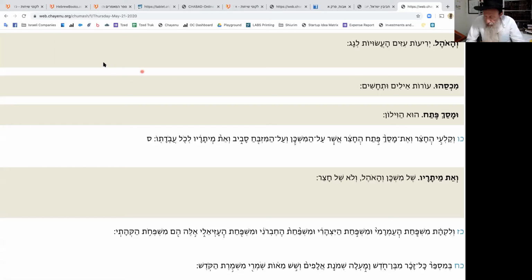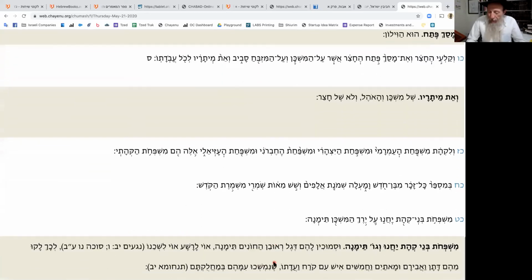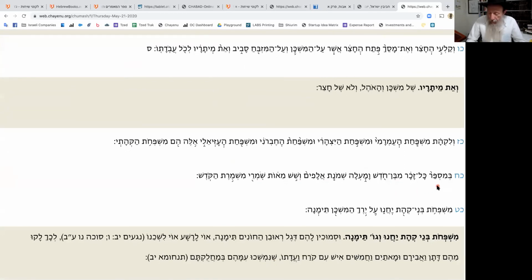That was Gershon's job. What about Kahat? Kahat's going to have the most important job over here. Ulakat mishpachat Amrami, mishpachat Yitzri, mishpachat Chevroni, mishpachat Uzieli. These are the members of the family of Kahat. How many were there from 1 month old and up? 8,600 Shomrei Mishmeret HaKodesh. They are the ones that have to protect the vessels. Let's see what they do.